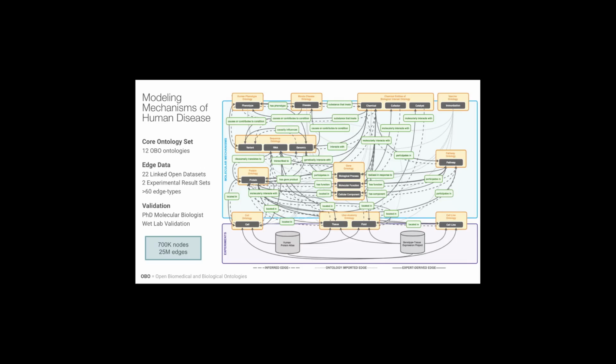And so this resulting graph ended up with just over 700,000 nodes and 25 million edges. And it was experimentally validated and also validated by several domain experts. Because again, our goal was how close can we get to a realistic proxy of mechanisms of disease in lieu of actually having the data to measure those mechanisms.